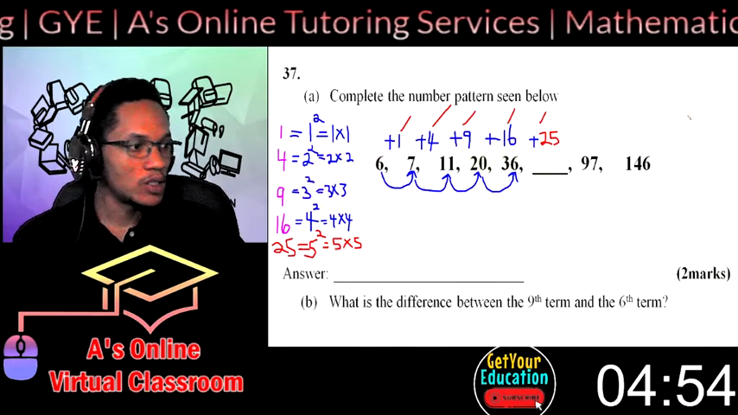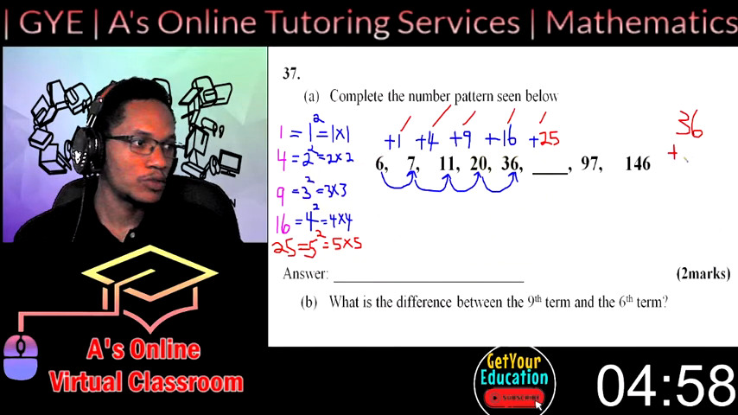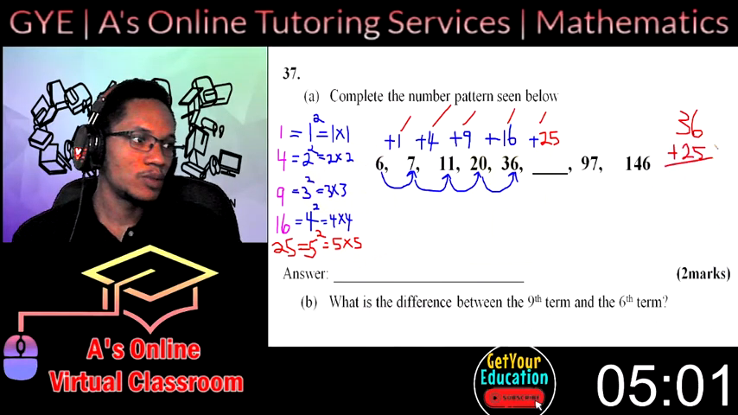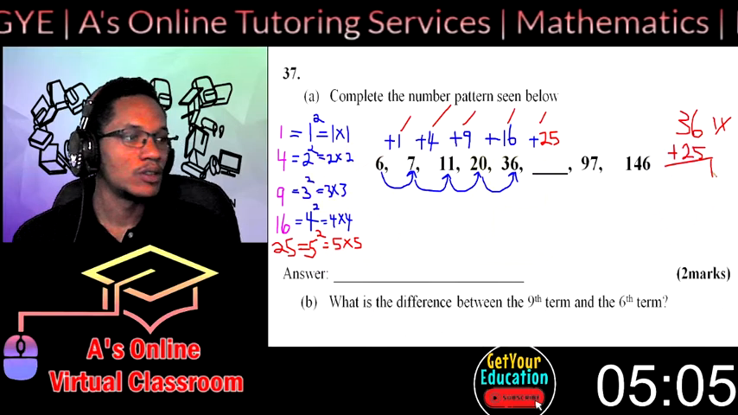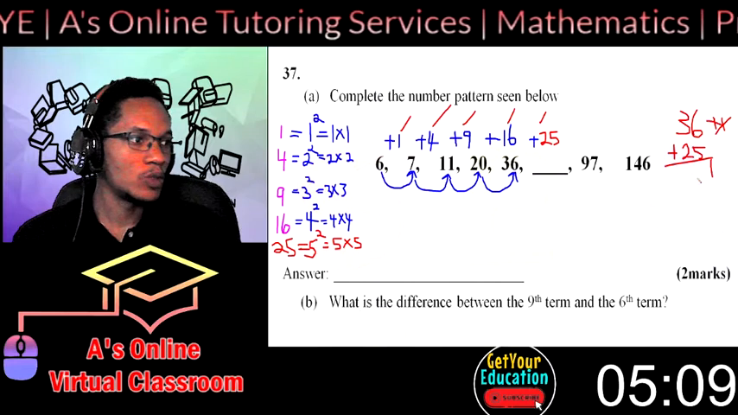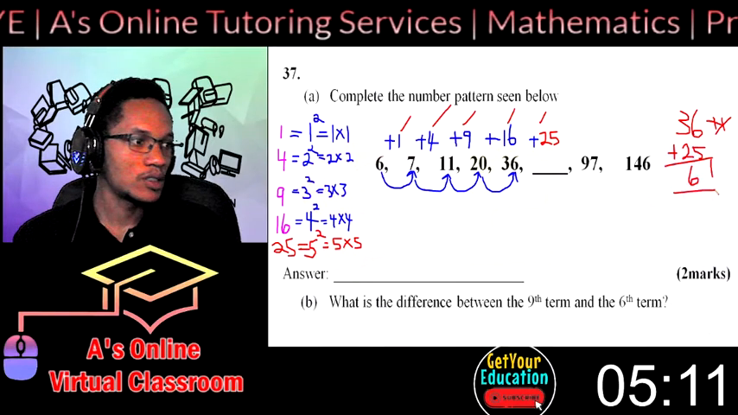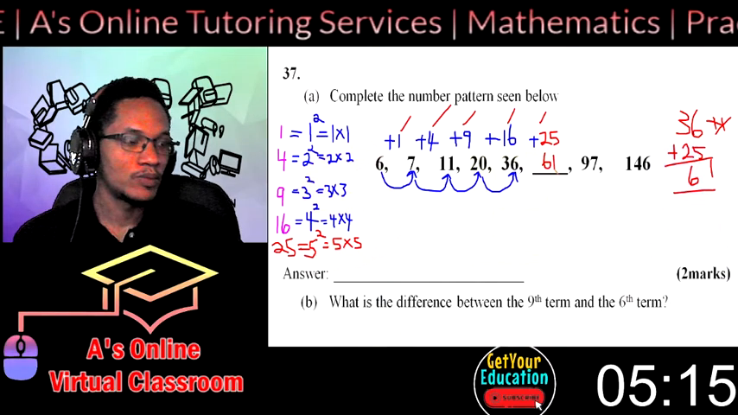So now we have to do 36 plus 25. 6 plus 5 is 11. We get 1, carry 1. Then 3 plus 2 is 5, plus 1 is 6. So the number that should go here is 61.